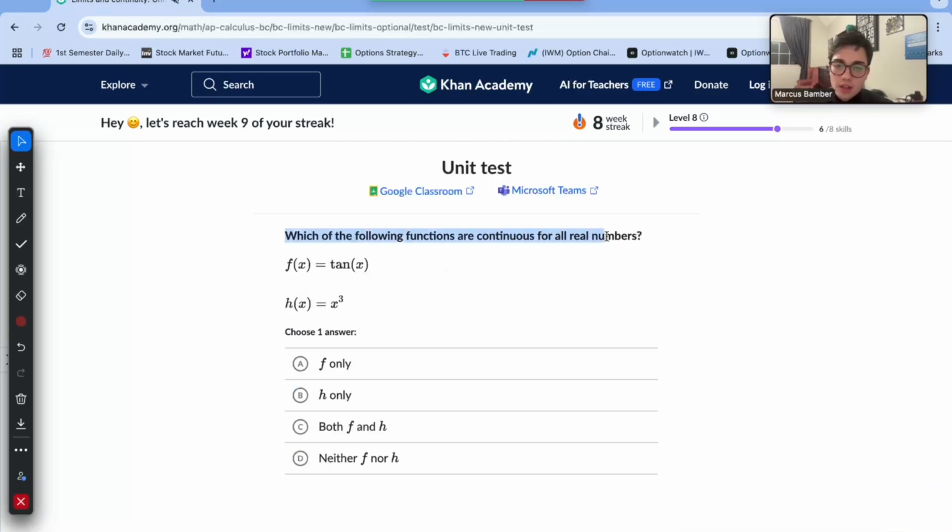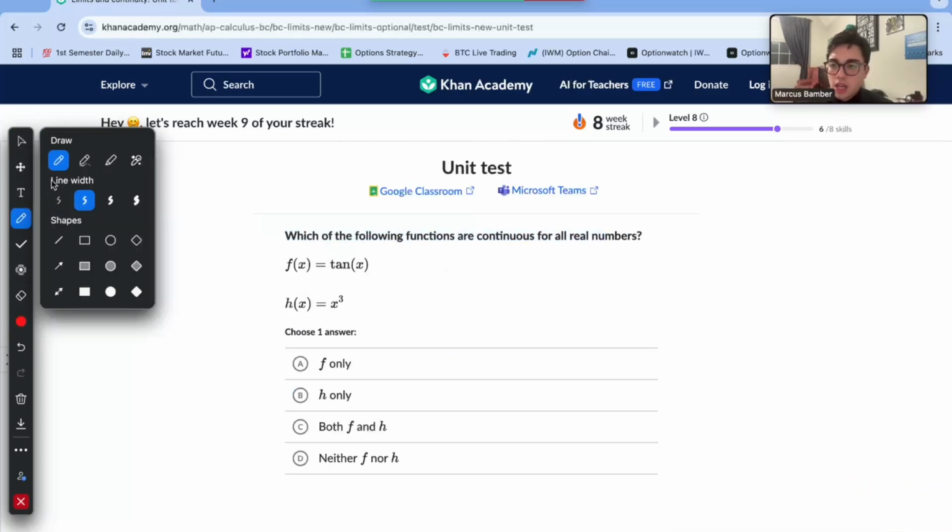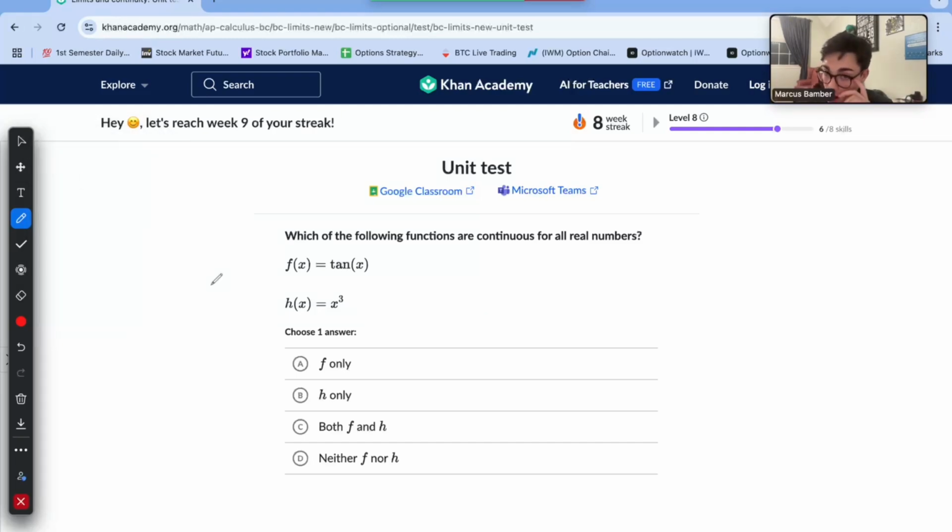Okay, which of the following functions are continuous for all real numbers? Tangent and x to the power of 3. Well, cubic functions are continuous if we just remember the basic shape of them. Tangent, unfortunately, is not, because remember, tangent is simply sine over cosine, and there are values where cosine is equal to 0, making the function not continuous at that point, when the denominator is equal to 0, of course. So x cubed is the only correct answer here.